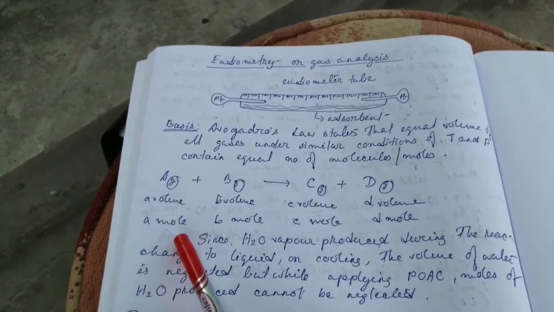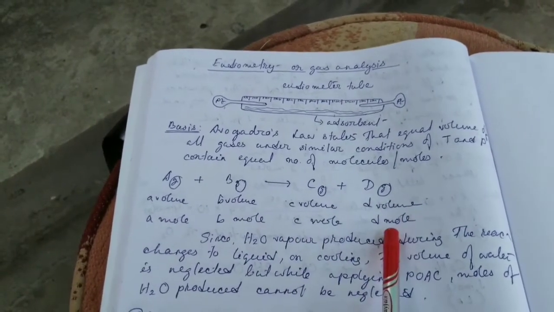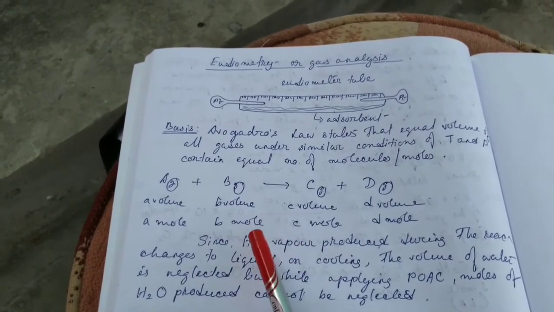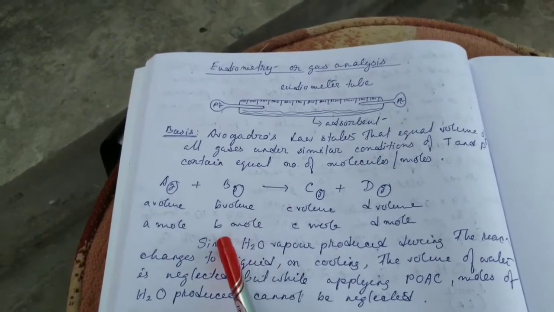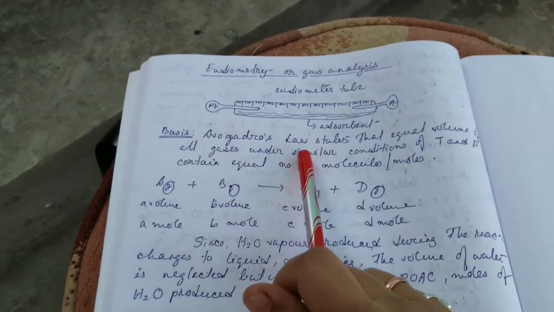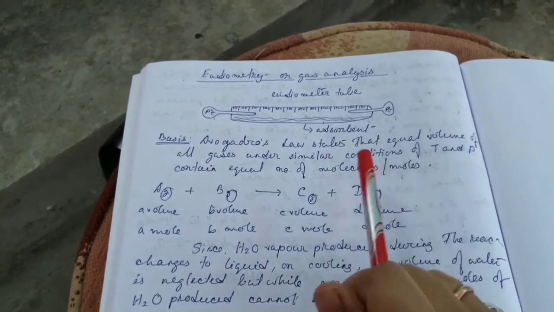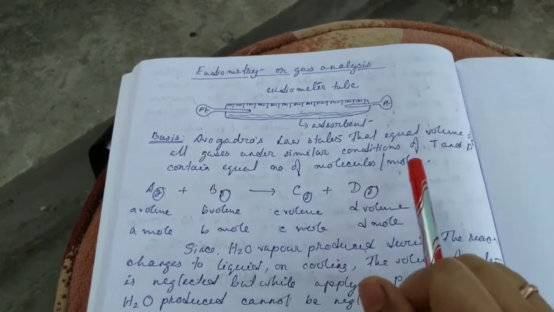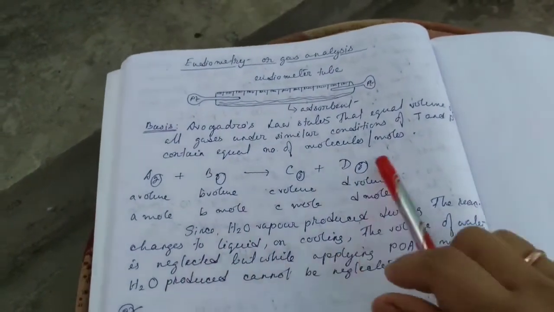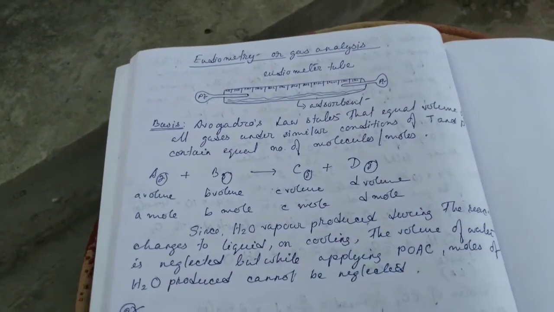A volume means A moles. B volume means B moles. C volume means C moles. And D volume means D moles. So what is the law from which we can use this volume directly as moles? That is Avogadro's law. Because Avogadro's law states that equal volumes of all gases under similar conditions of T and P contain equal numbers of molecules or moles. Okay, so this is the basis of eudiometric analysis. So let us do one or two examples, then it will be clearer.